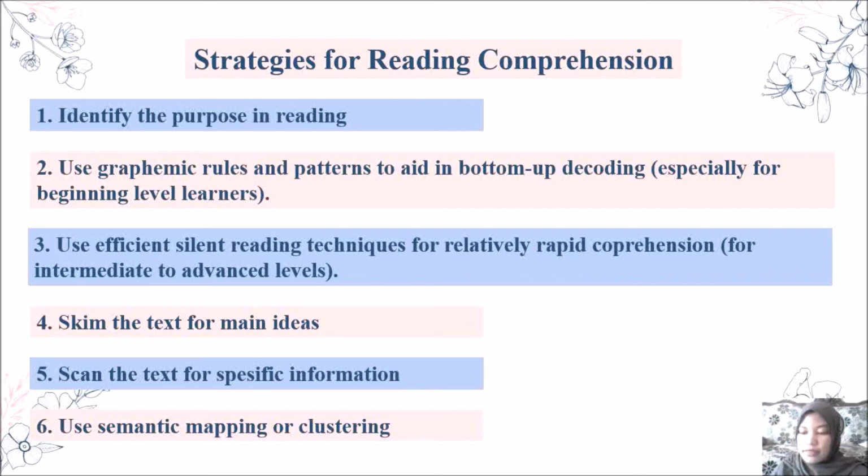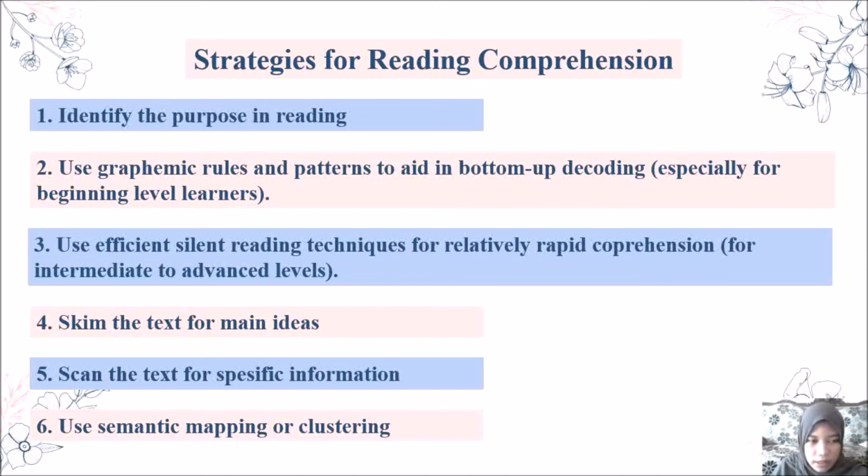If you are teaching beginning level students, this particular strategy will not apply because they are still struggling with the control of a limited vocabulary and grammatical patterns. Number 4, skim the text for main ideas. Skimming consists of quickly running one's eyes across a whole text, such as an essay, article, or chapter, for its gist.